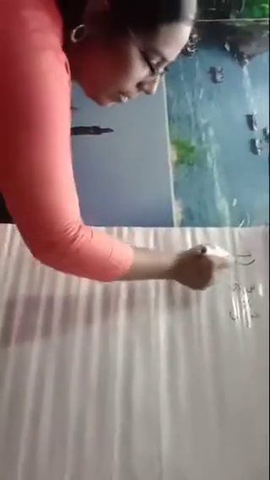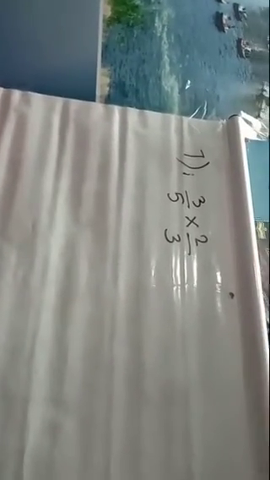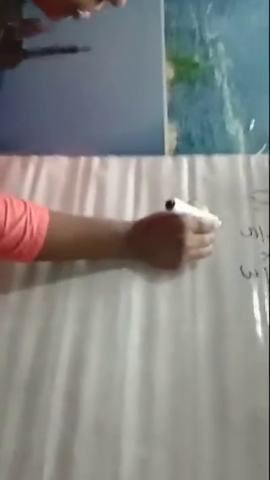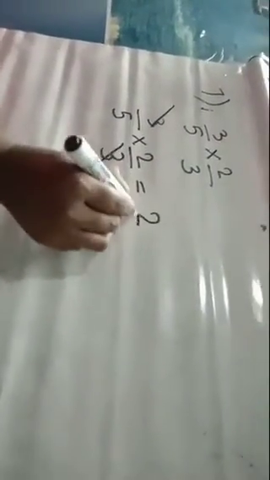Question number 7, Exercise 1C. First question. Find the reciprocal. Reciprocal means multiplicative inverse. Multiplicative inverse of 3 by 5 into 2 by 3. So first you find the multiplication. 3 by 5 into 2 by 3. 3 gets cancelled. Answer is 2 by 5.